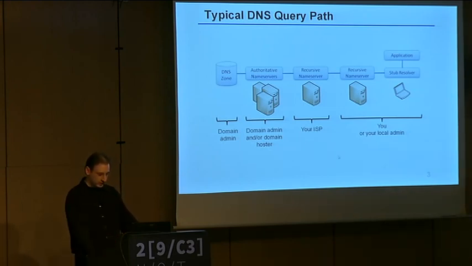So you can have one recursive name server in your local network, or your local friendly admin has one, and your ISP may also have a recursive name server that you're using. And then the authoritative name servers will be asked, the name servers that hold the data, and they deliver the DNS zone, the actual data.